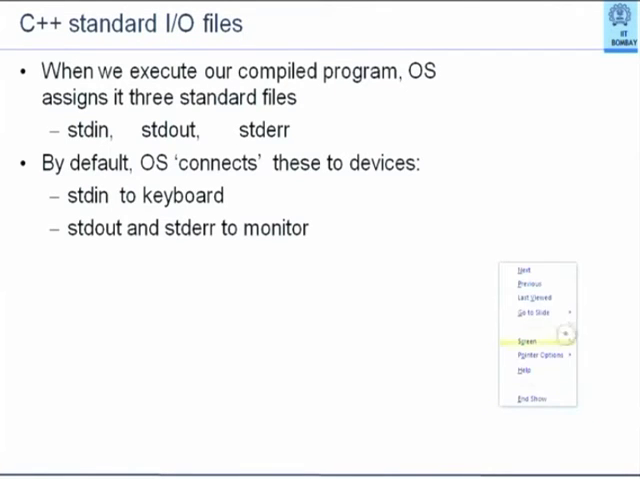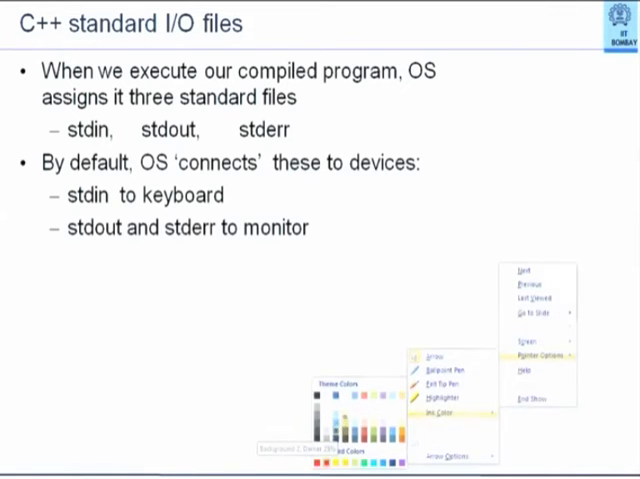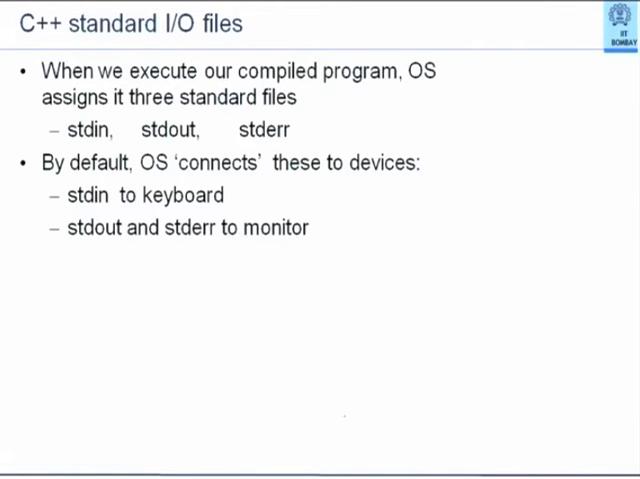Actually, we believe that when we use cin and cout, our input comes from the keyboard and our output goes to the monitor. That is not strictly correct. What the operating system does, whenever it loads an executable program, whenever you say dot slash a dot out, which is nothing but a command to the operating system to go to the disk, find the a dot out file which contains your compiled program, translated program, and load it into the memory of the computer and hand over control to it.